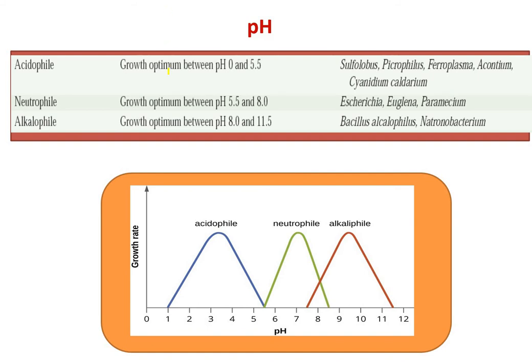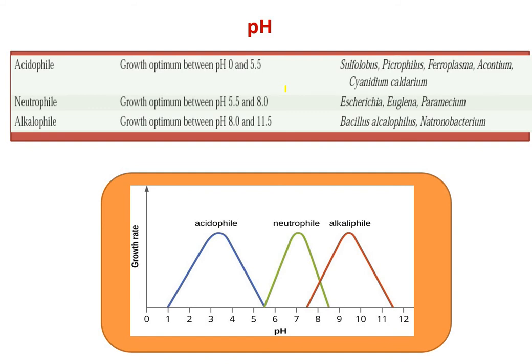So for acidophile microorganisms, the growth optimum is between pH 0 and 5.5. Examples are Sulfolobus, Thiobacillus, Ferroplasma, Acidianus, Cyanidium and Cyanidium caldarium also. Neutrophiles are categorized between pH 5.5 and 8. They show their optimum growth there. The most known bacterium is Escherichia coli, and we have Euglena and Paramecium also, which love neutrophilic conditions to grow.